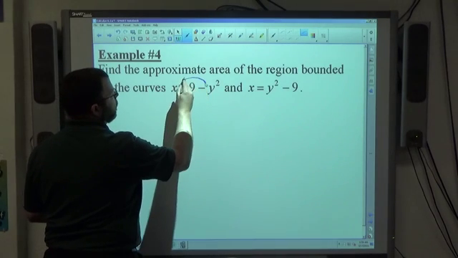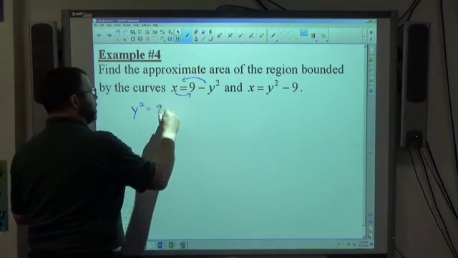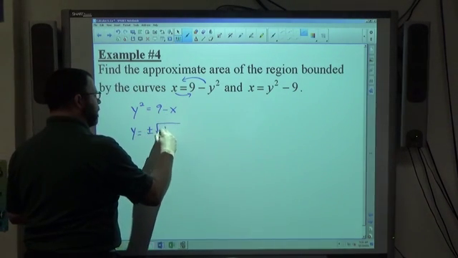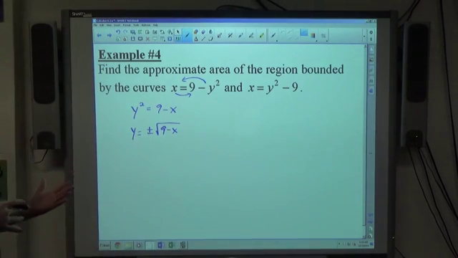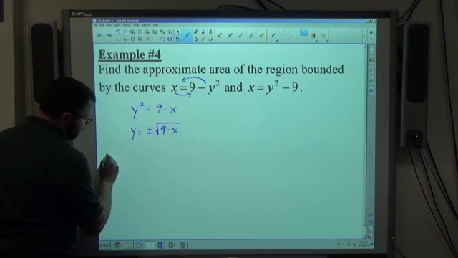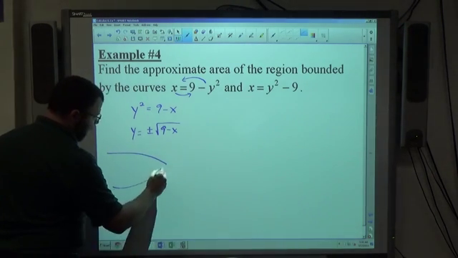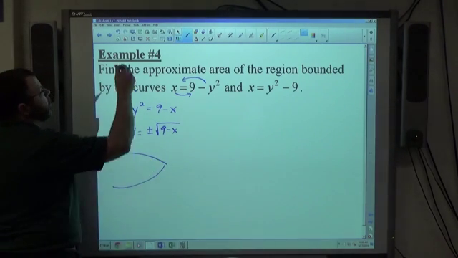If I move the y squared to the left and the x to the right, I'm going to get y squared is equal to 9 minus x, which gives me y is equal to plus or minus the square root of 9 minus x. It's very important the plus or minus shows up to get the entire graph. If you just put the square root without the plus or minus, you only get the top half, not both the top and bottom. So the positive square root of 9 minus x is going to look like that, and the negative square root of 9 minus x is going to look like that, and then they meet somewhere. It's going to be a sideways parabola.